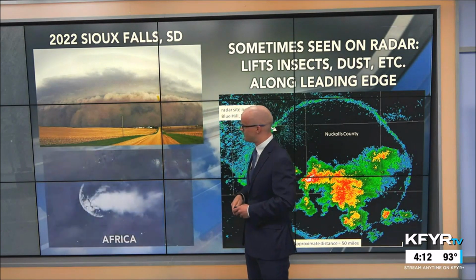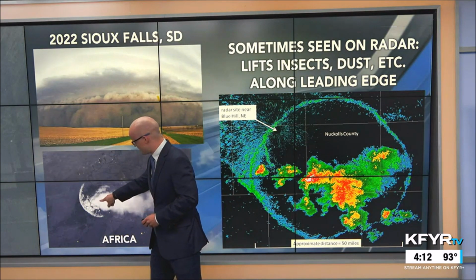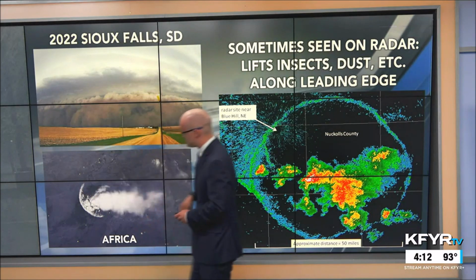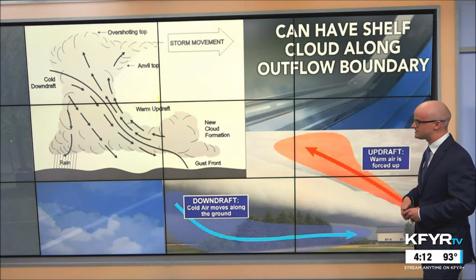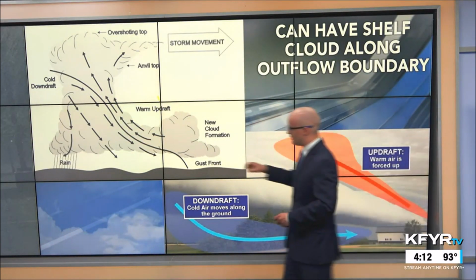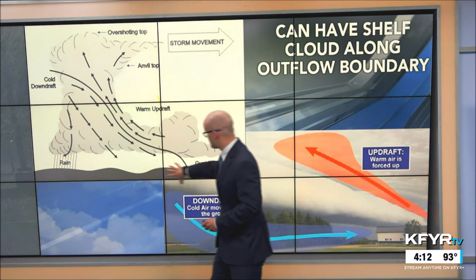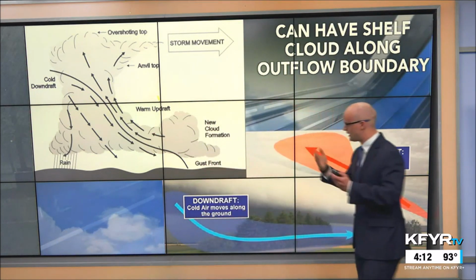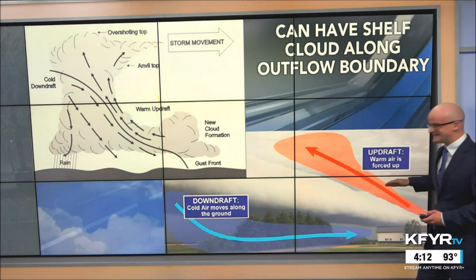An example from Sioux Falls last year, and it can be seen on satellite too. This is from a different part of the world where you have a lone thunderstorm coming up with the outflow boundary associated with that cool air spreading out ahead of it. But I mentioned that you can sometimes get these shelf clouds that form along that outflow boundary. So you have all of this cool air coming down from that thunderstorm, the rain, and the cool air spreading out ahead of it. And then the warm updraft has to be forced upwards, and that can condense into our shelf cloud along that leading edge of the thunderstorms.